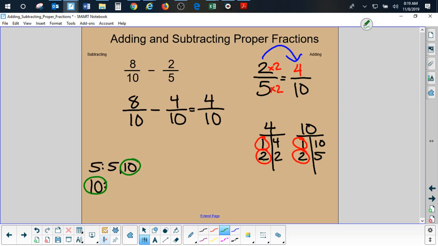So I'm going to divide the top by 2. I'm going to divide the bottom by 2. I use my triangle. I know that 4 divided by 2 is 2. On the other side, I know 10 divided by 2 is going to give me 5. So my final answer in simplest form is 2/5.